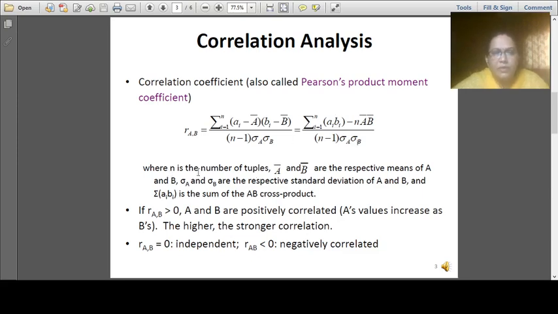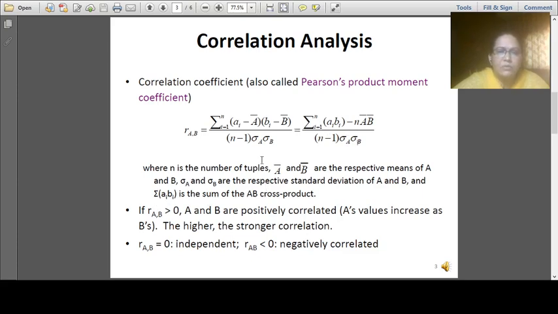As written in the description of the formula, n is the number of tuples, A bar and B bar are the respective means of A and B, sigma A and sigma B are the standard deviations of A and B, and the summation of a_i b_i is the sum of the AB cross product. We are taking the cross product of these two values. Of course, we will understand this with the help of an example on the next slide.